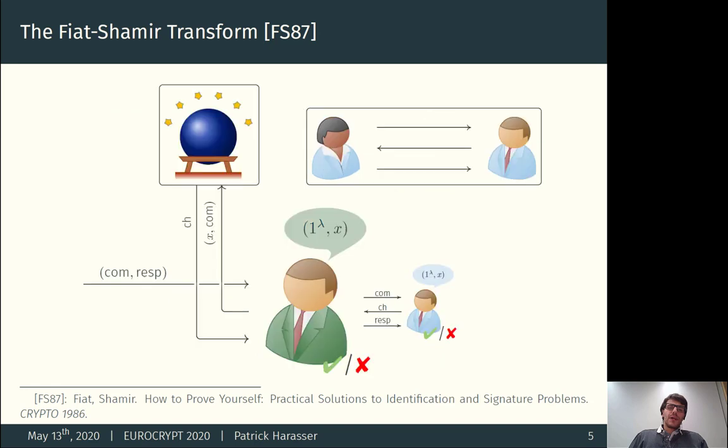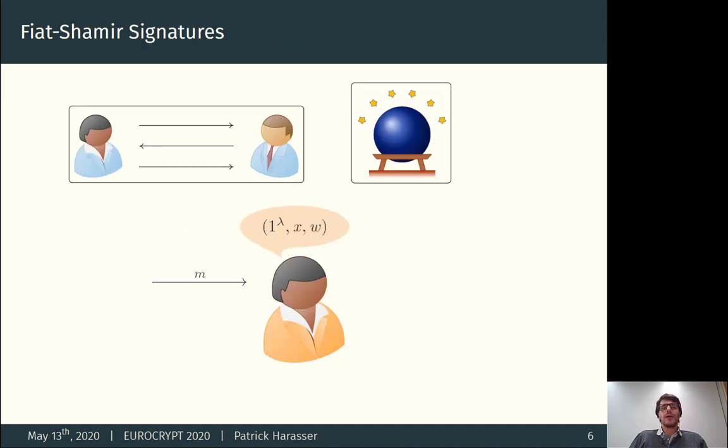And later, when the verifier wants to check the transcript, he first recomputes the challenge by querying the random oracle, just like the prover did before, and then runs the interactive verifier on this transcript and accepts or rejects accordingly. Now, an interesting feature of this transform is that it also yields a signature scheme in the random oracle model if the Sigma protocol has unpredictable commitments.